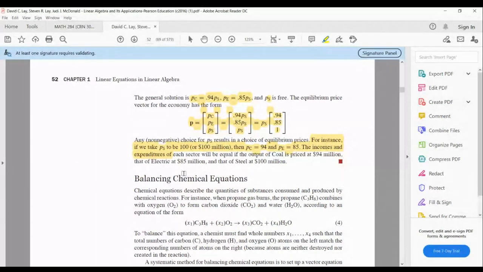So now you've seen a second application. The first application you learned about was balancing chemical equations, and now you have this second application.